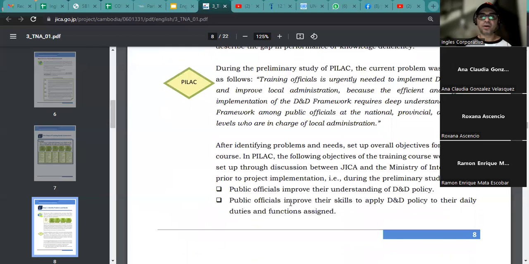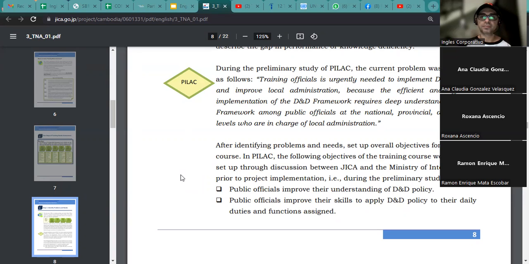Okay, so the other two paragraphs. Roxana, could you please help me with this? Is it during or after? During.